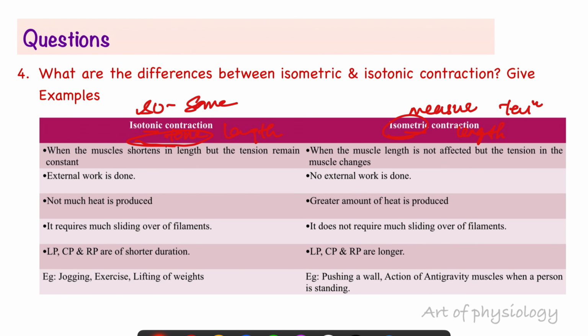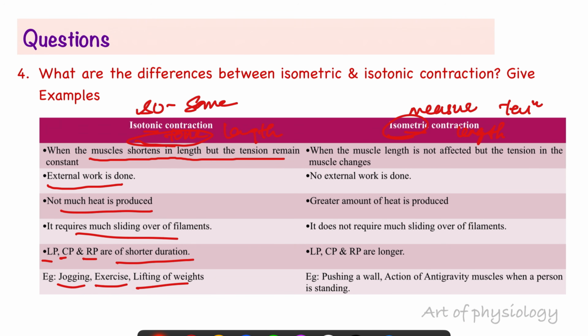Isotonic contraction is a contraction where the muscle shortens in length but the tension remains constant. External work is done here. Not much heat is produced. It requires much sliding over of the filaments. Coming to the phases, the latent period, contraction period and relaxation period are of shorter duration. Examples are jogging, exercises, and lifting weight. All these are examples of isotonic contraction.